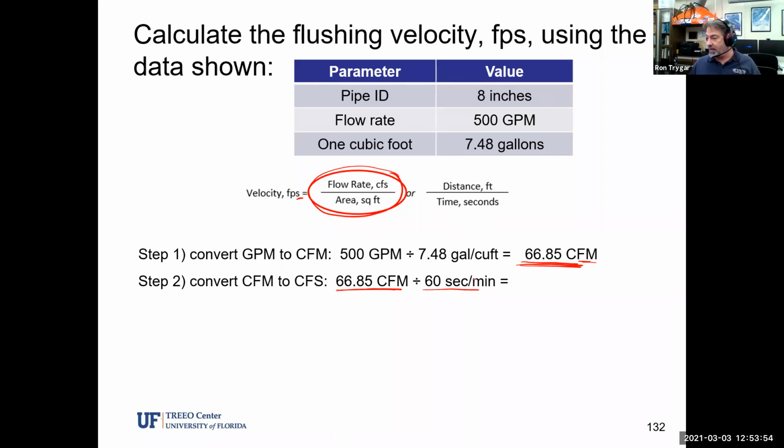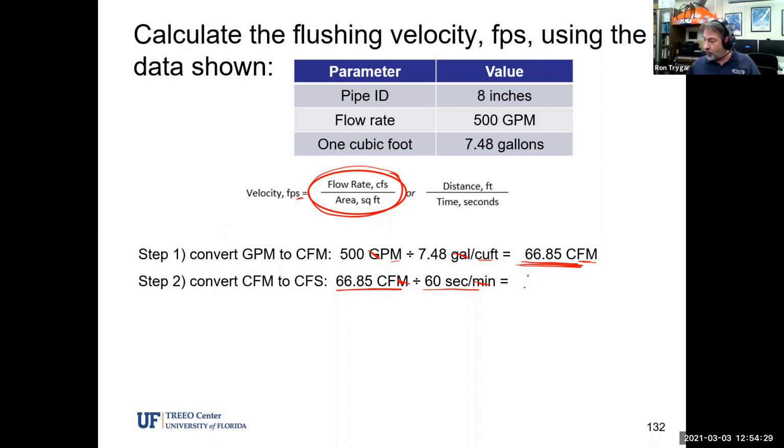Now, what's going to happen is the minutes will cancel out, and we'll be left with cubic feet per second. If you wanted to see how we got to the cubic feet per minute in the example above, we have gallons here and gallons here, and they cancel out, and we're left with minutes and cubic feet. So it's cubic feet per minute. Now on the second step, we're going to be left with cubic feet per second. So 66.85, let's divide that by 60.